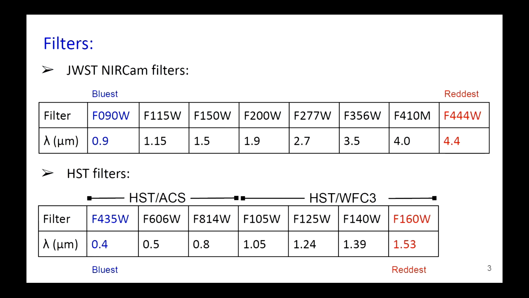Here we can see the comparison of JWST and HST filters. You can see these are JWST filters, and the bluest one is around 0.9 micron. It goes all the way up to 4.4 micron, while this is the HST ACS filter, one of the deepest filters of HST, and they go only from 0.4 micron to 0.8. There are some HST filters that probe this region, but these are much shallower than JWST, so these are not really useful.